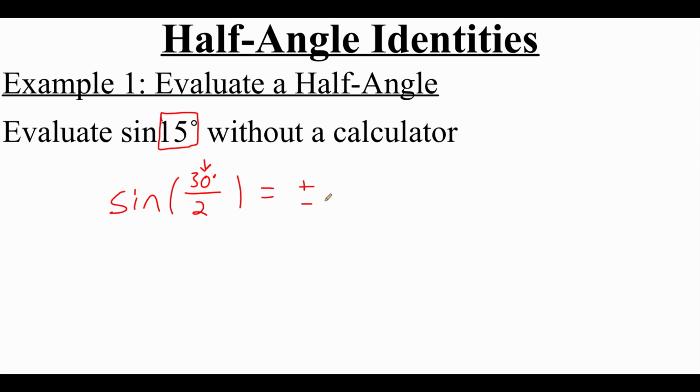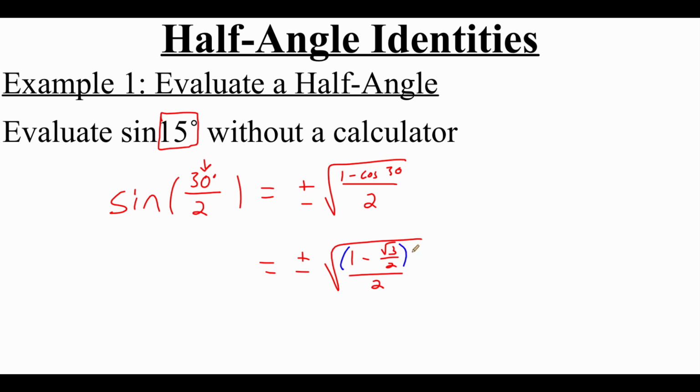So our half-angle formula says plus or minus the square root of 1 minus the cosine of the u value, which is 30, over 2. On our unit circle, the cosine of 30 is root 3 over 2. So we have plus or minus the square root of 1 minus root 3 over 2, all over 2. We don't typically like to deal with fractions inside of other fractions, so I want to cancel out this divided by 2. I'm going to multiply the entire numerator by 2, but whatever I do to the top, I also have to do to the bottom.